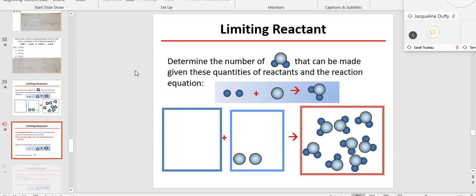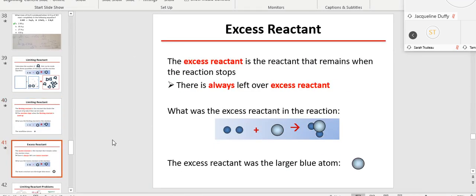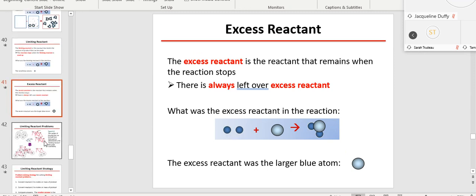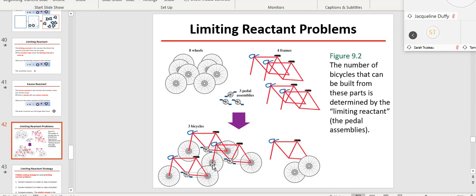I'm going to go back to this form here. So this one here was the excess, what we have left over, and this one here was our limiting reagent. If you add them all up, I need 2 wheels, I need pedals and all this kind of stuff, and as it turns out, we didn't have enough of the pedals. So in this case, the pedals were the limiting reactant.